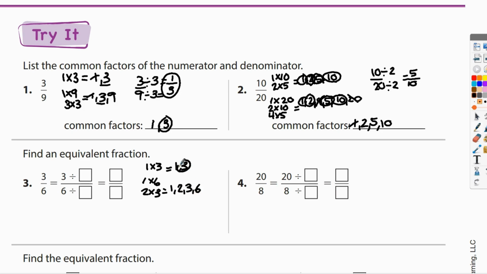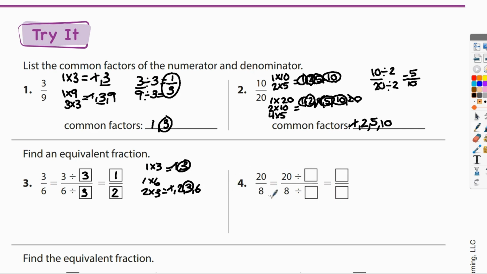What number repeats? I have 3, and I have 3. I can't use 1, so I could use 3. So that's the one that I'm going to use. 3 divided by 3 is 1. 6 divided by 3 is 2. So what's an equivalent fraction of 3 over 6? 1/2.